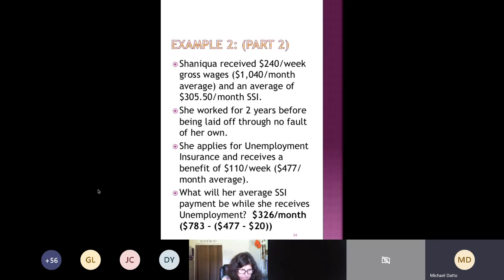So $457 of the UI will reduce her SSI by that amount, by $457 a month. And after that $457 reduction, Shaniqua will have $326 a month of SSI left.